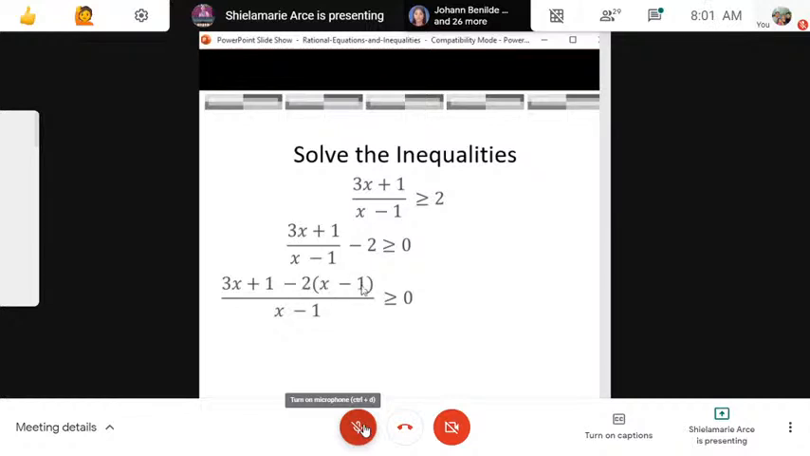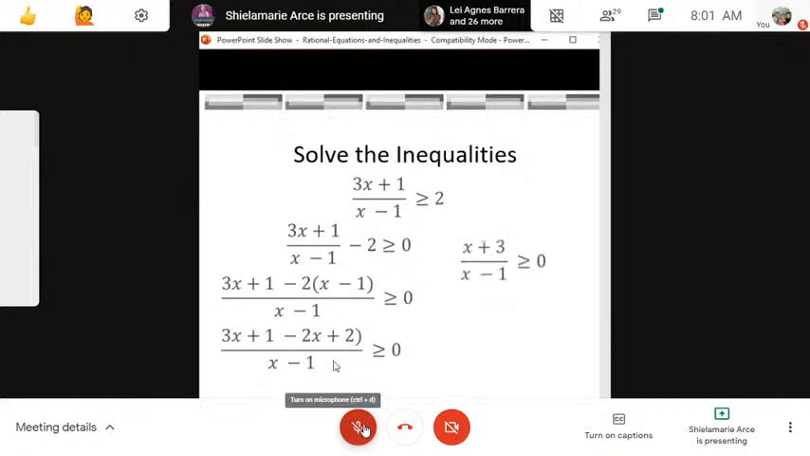Etong 2, imumultiply dun sa nasa loob ng parenthesis. So we'll have 3x plus 1 minus 2x plus 2, kasi negative 2 at negative 1, kaya plus 2 pa rin, over x minus 1. So simplifying the numerator, magiging x plus 3 over x minus 1 is greater than or equal to 0. Okay po? So ito yung simplified form na ng inequality natin.